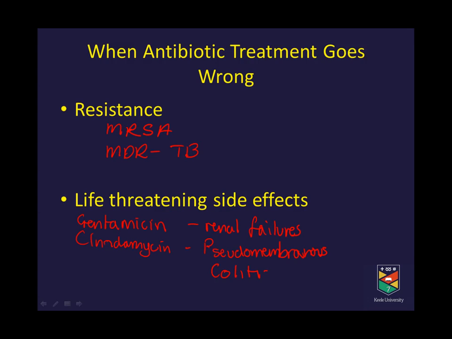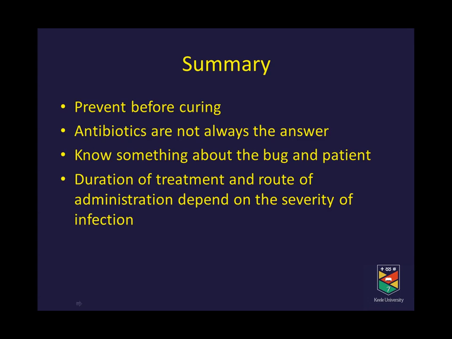What clindamycin tends to do, a really useful antibiotic for skin infections such as cellulitis, but it also wipes out the normal flora of the lower gastrointestinal tract and allows Clostridium difficile to multiply, causes an inflammation in the colon which can cause a condition called toxic megacolon, where the colon swells well beyond its normal size and can poison a patient very quickly. So we want to avoid those when antibiotic treatment goes wrong.